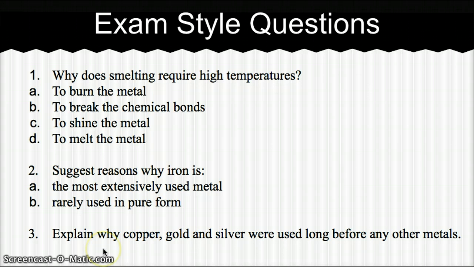Question 3. Explain why copper, gold, and silver were used long before any other metals. Here, you should be focusing on the fact that the question is asking you to explain something. So, an answer could be that copper, silver, and gold were often found in their elemental form. In other words, they were not chemically combined with other substances, and so could be used in the form in which they are found.